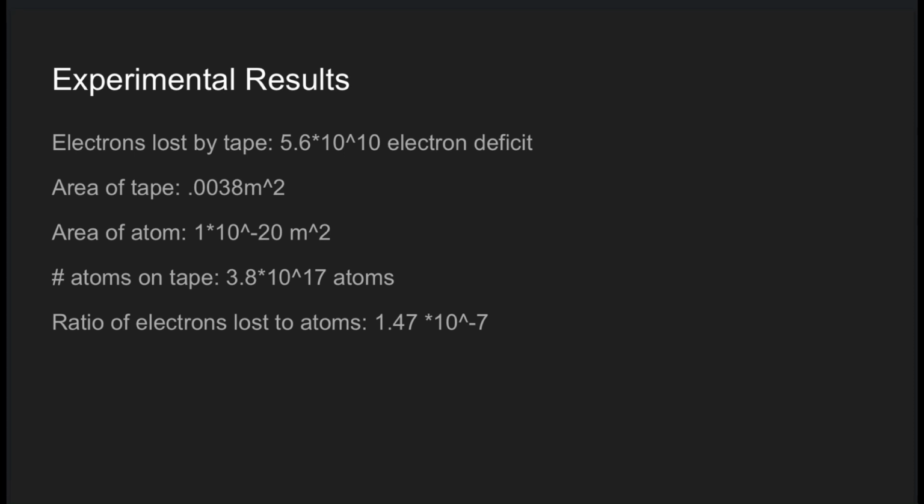So the results are that electrons lost by the tape are 5.6 times 10 to the 10 electrons. The area of the tape is 0.0038 meters squared, and an area of an atom is 1 times 10 to the negative 20 meters squared. So there are 3.8 times 10 to the 17 atoms on a piece of tape. The ratio of electrons lost to atoms on this piece of tape is 1.47 times 10 to the negative 7.